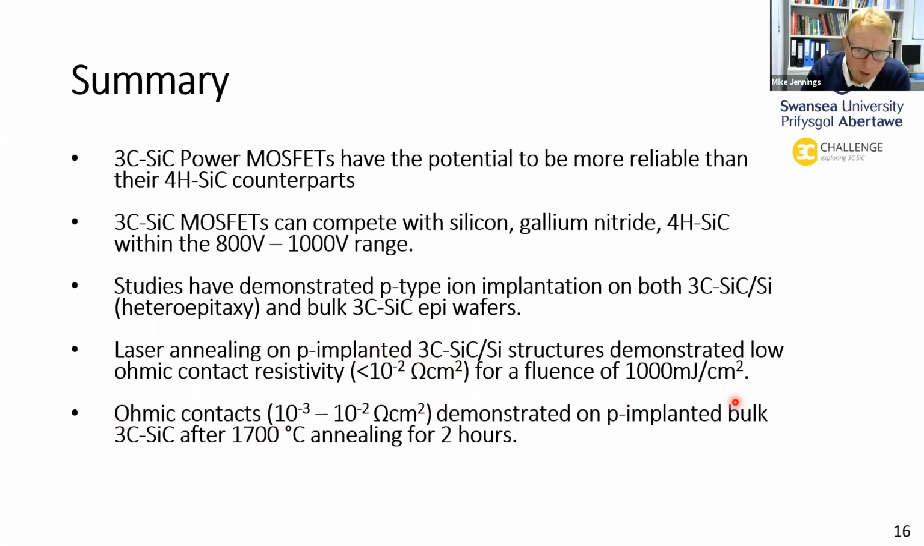But the bulk shows most promise, because we can anneal at much higher temperatures for shorter periods. This is still 2 hours, but the potential is there to increase that again and do maybe a few minutes anneal potentially. And we've got lower contact resistivities, 10 to the power minus 3 to minus 2 ohm centimeter squared on P-type implanted bulk. And we see typical PN junction behavior here as well.